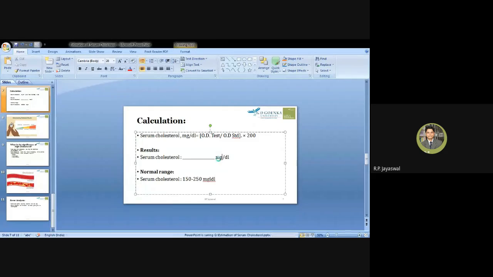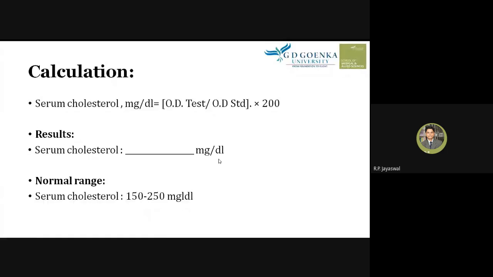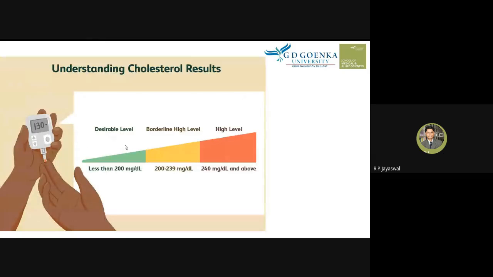So the result is reported in mg per dL, and the normal range for the test is a minimum of 150 and a maximum of 250 mg per dL. You can see that a cholesterol level less than 200 mg per dL is desirable. If the value is 200 to 239, it is a borderline high level. And if the value is 240 mg per dL and above, it is considered a high level, and it is one of the risk factors for heart disease.